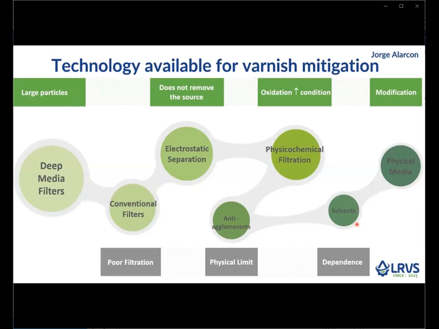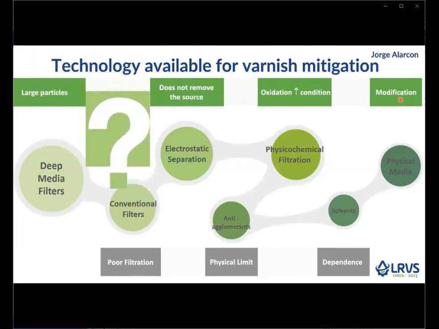And of course, a physical solution where we can do a modification in the system and keep the temperature of the oil pretty similar throughout the entire lubricating system. This will allow the oil to keep dissolving the varnish in all the system. It's a very, very interesting solution, but in many cases, the OEM doesn't approve the changes that need to be made on the turbine, for example.